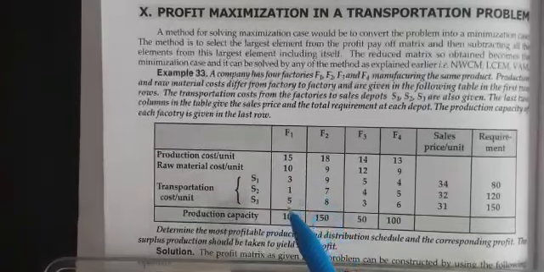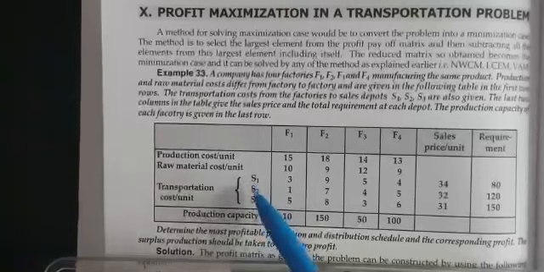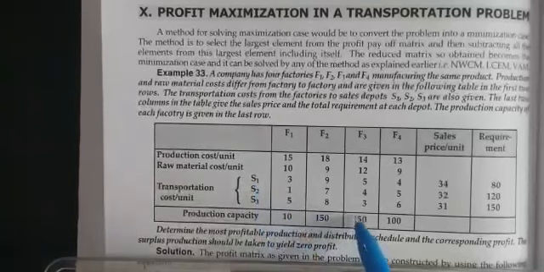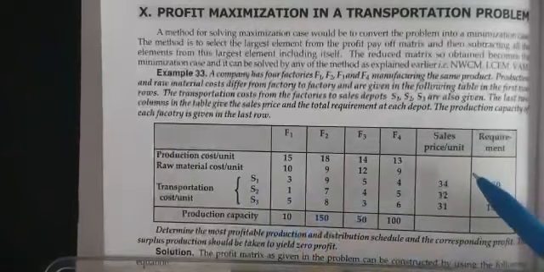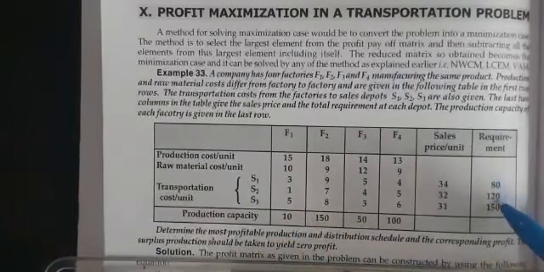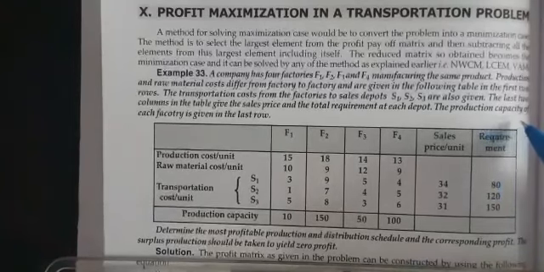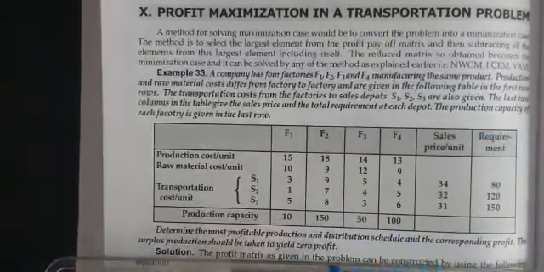The transportation cost from the factories to the sales depots S1, S2 and S3 is also given. The last 2 columns in the table give the sales price per unit and the total requirement at each depot. The production capacity of each factory is given in the last row. This is the production capacity.